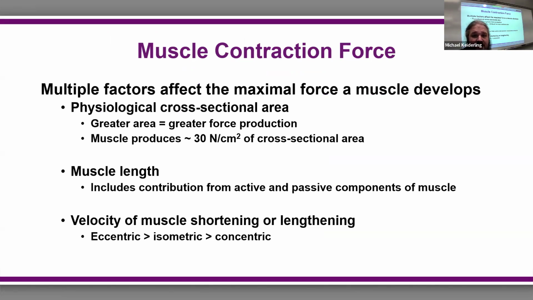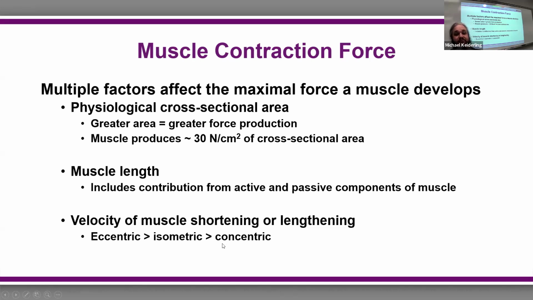And multiple factors can affect the maximum force the muscle can develop. So the first is the cross-sectional area. The bigger the cross-sectional area, the wider the muscle is, the more force it can generate. It produces about 30 newtons per square centimeter of cross-sectional area.